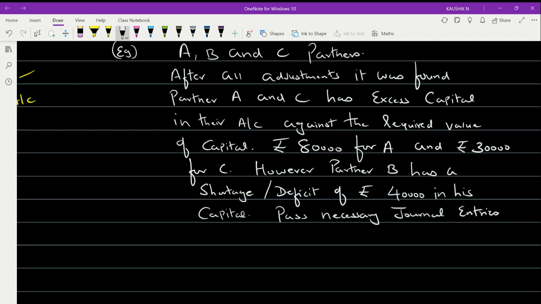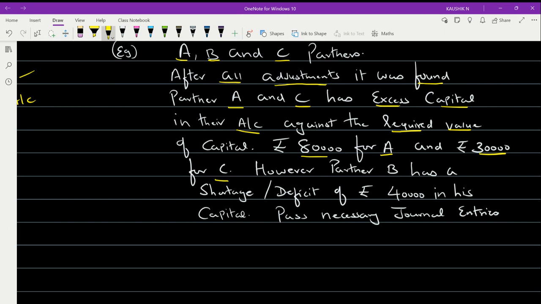So we are given very clearly who the partners are. Totally we have three partners named A, B and C. It was given that after all the adjustments we found that for partner A and partner C there is an excess capital in their capital account against the required value. The excess amounts are rupees 80,000 for A and 30,000 rupees for C.